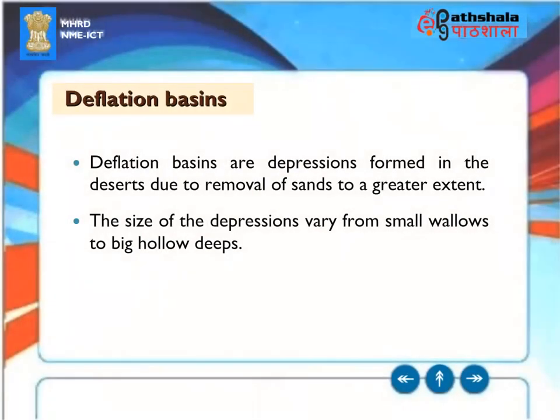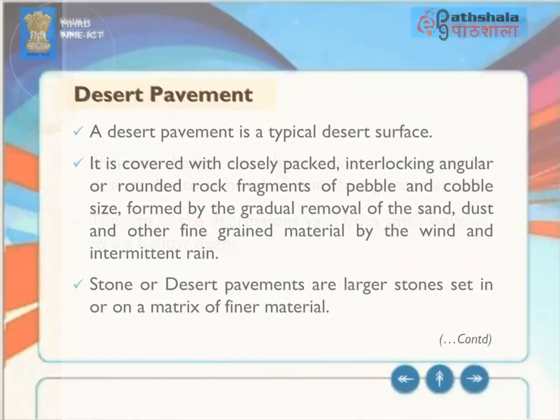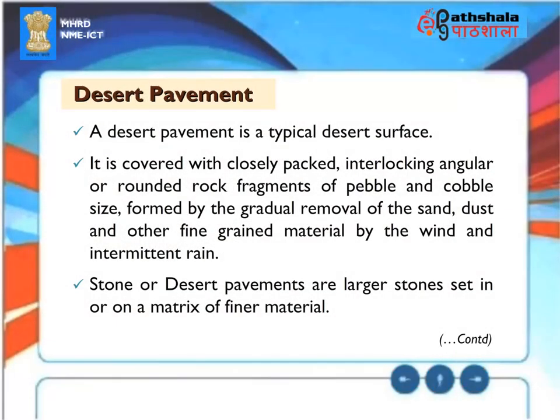Deflation basins. Deflation basins are depressions formed in the deserts due to removal of sands to a greater extent. The size of the depressions vary from small valleys to big hollow deeps. Desert pavement. A desert pavement is a typical desert surface. It is covered with closely packed, interlocking, angular or rounded rock fragments of pebble and cobble size, formed by the gradual removal of the sand, dust, and other fine-grained material by the wind and intermittent rain.